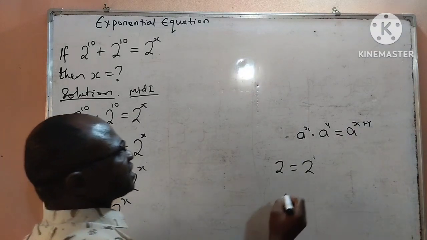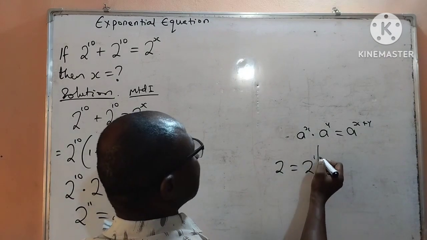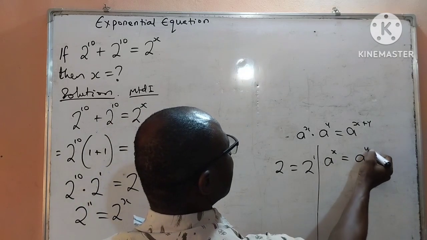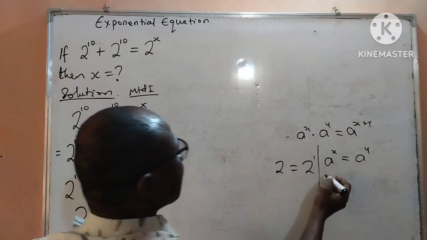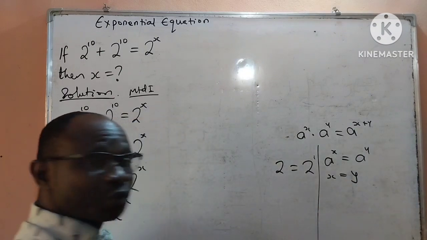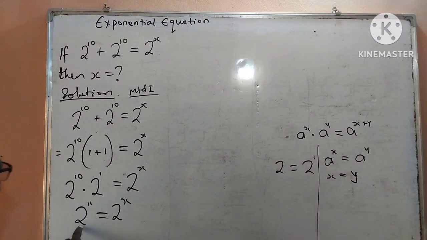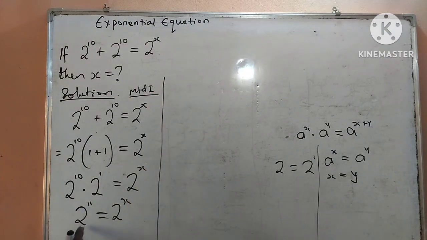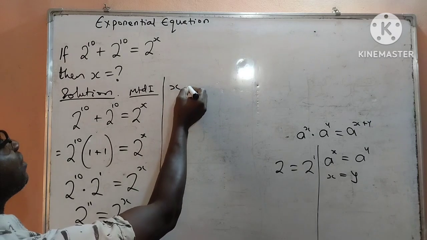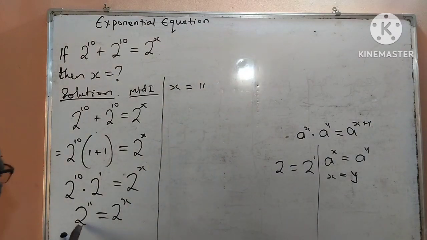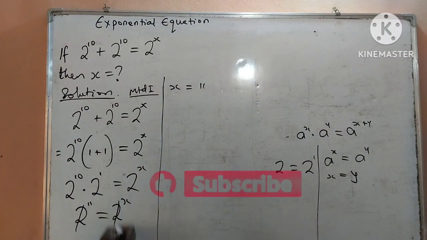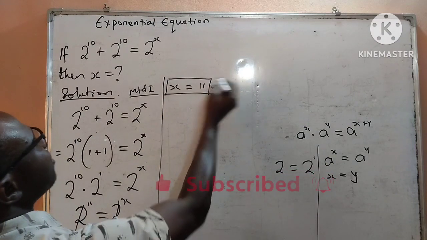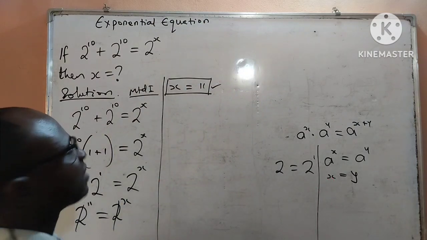Also, by law of indices, if I have a raised to power x equal to a raised to power y, since the bases are equal, it implies that the powers also should be equal. That is, 2 raised to power 11 equal to 2 raised to power x is the same thing as the power x equal to 11. The bases are equal, cancel the bases, x becomes equal to 11. This is our answer using method 1, which is the indices method.